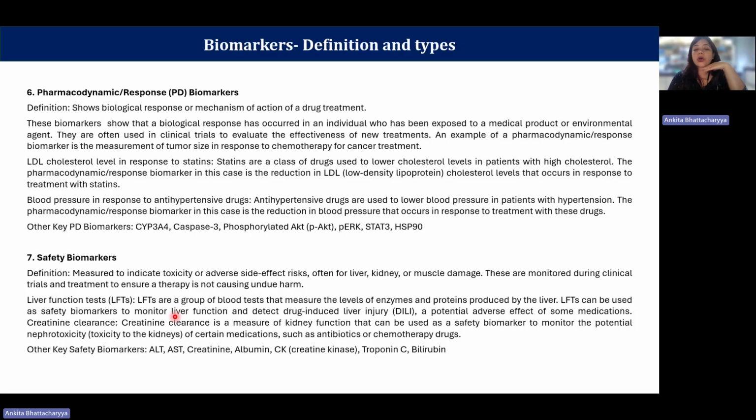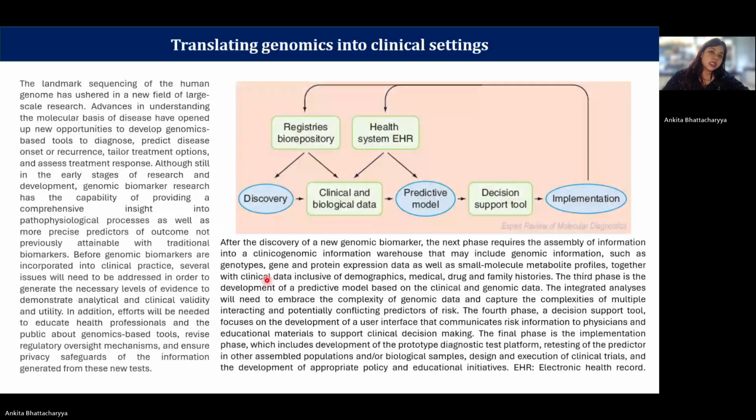Then you have CK or creatine kinase, troponin C, bilirubin, etc., which all together are going to represent the liver's health, although nothing, of course, is confirmatory in nature. So, yeah, that is pretty much what I wanted to discuss regarding biomarkers and the subtypes.